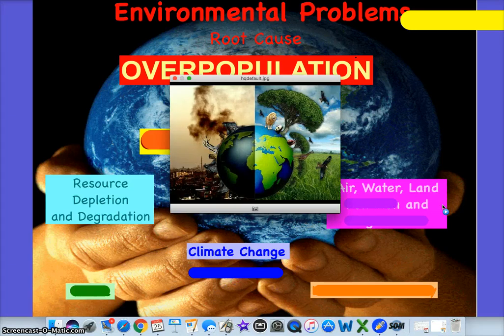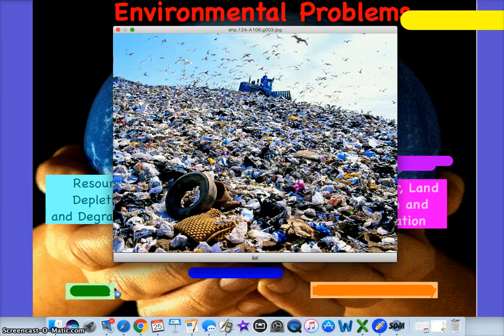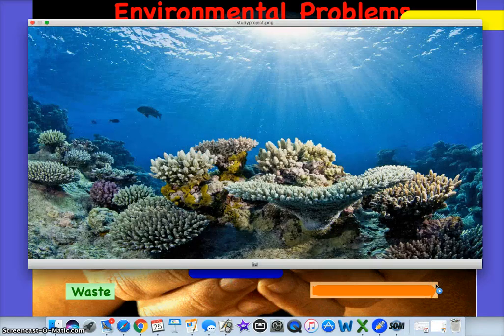What's this? Pollution. We've got pollution everywhere. Air, land, water. And we're going to say degradation because we also degrade our air, land, and water. So these two can be correlated. What's this? Waste. So pollution and waste are also correlated, but they're also two separate topics. We will have units on air, water, and land pollution, and we will have a unit on waste, or maybe more than one.